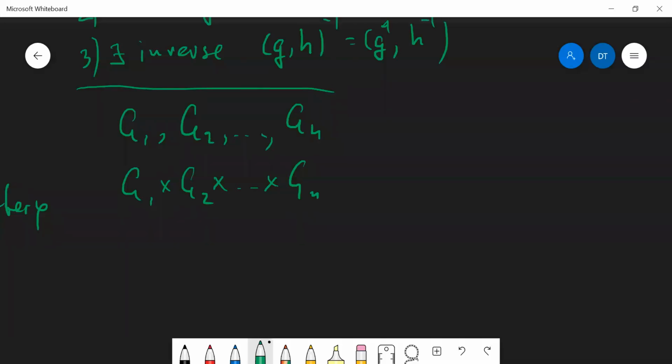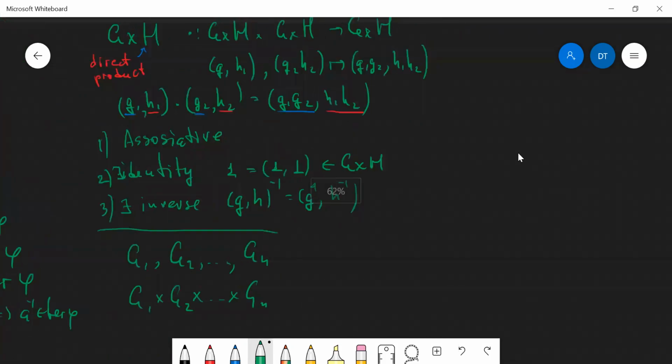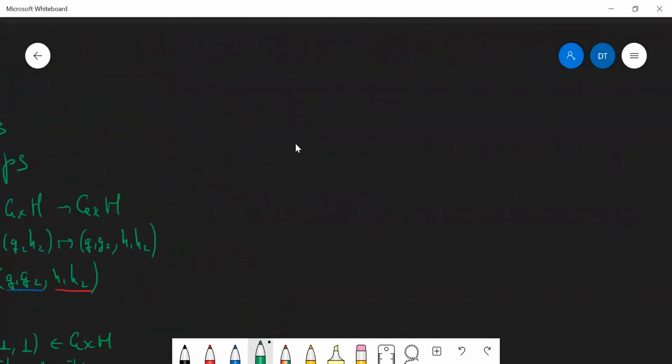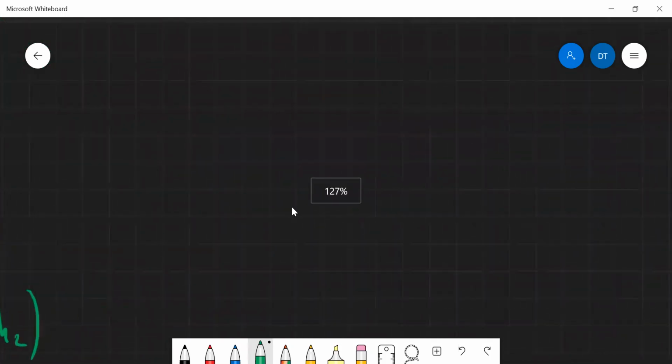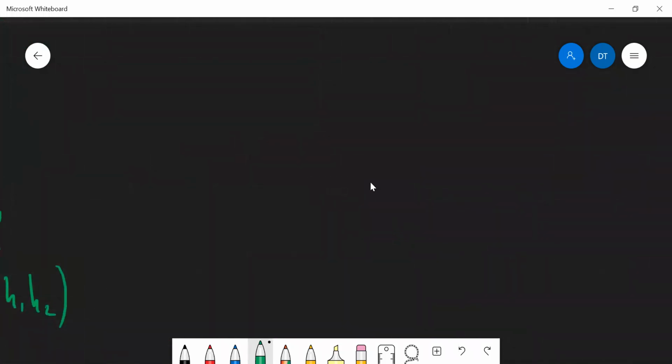Okay, and now I want to switch to the last topic for today's lecture, which is finite abelian groups. This is one of the most important classes of groups in algebra, and we want to know everything about them. So finite abelian groups.